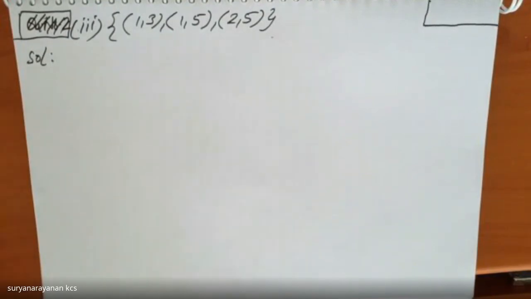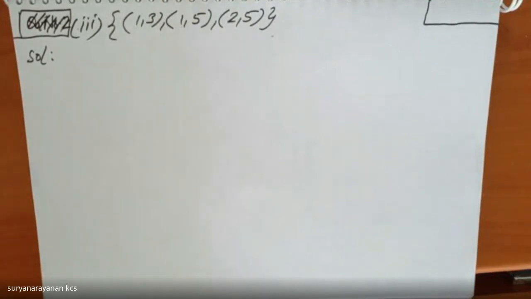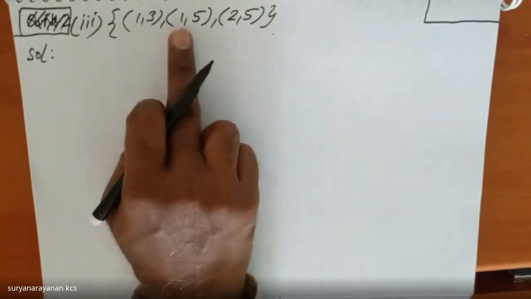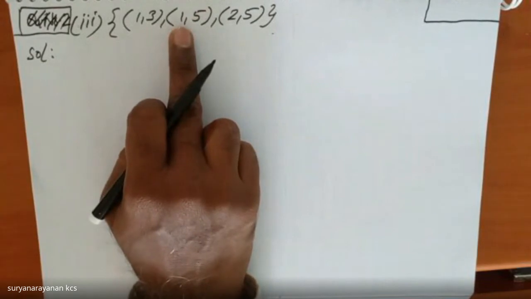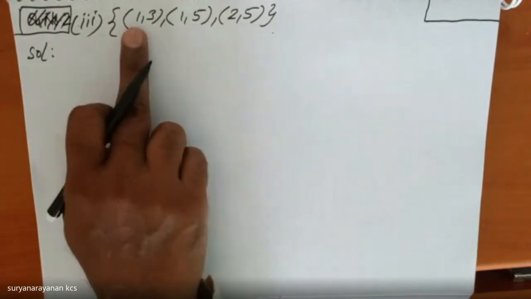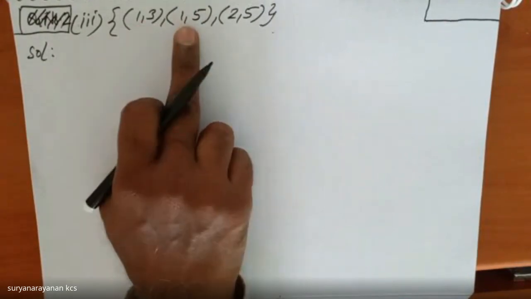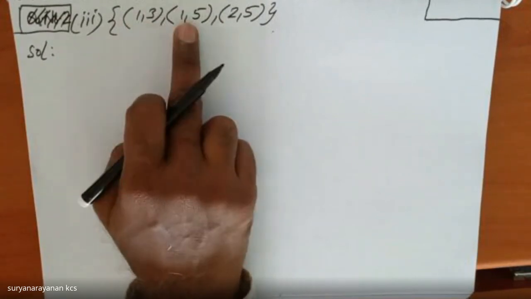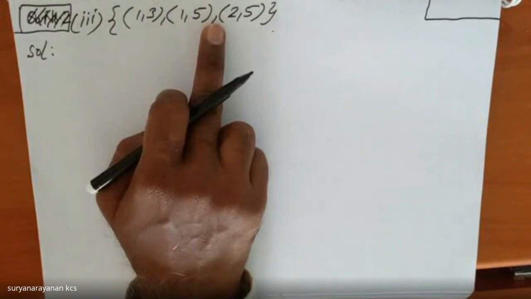Yes, very good, my dear Ria. Very good, my dear Percy. This is not a function. Previously also I told you, the first element should not be repeated in the ordered pairs. What is the first element here? 1. So 1 is repeated. See here, so this is not a function.